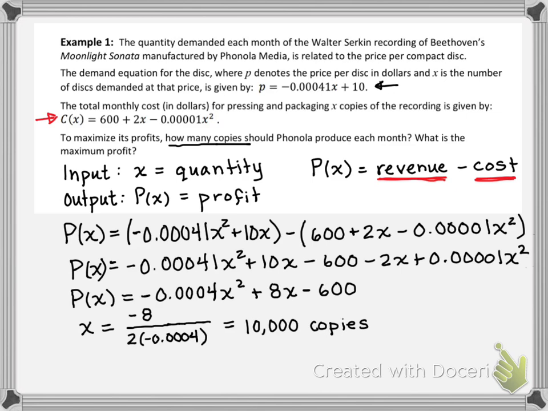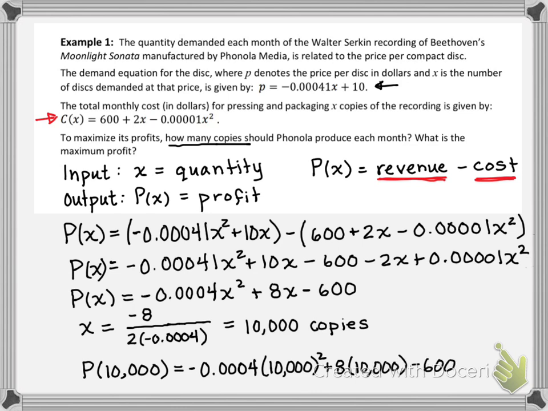And then it says, what is the maximum profit? So if we want to find the profit, we are going to plug our 10,000 copies back into our profit function. So P of 10,000 equals... I'm so running out of room. 8 times 10,000 minus 600. I'll let you guys calculate that too.